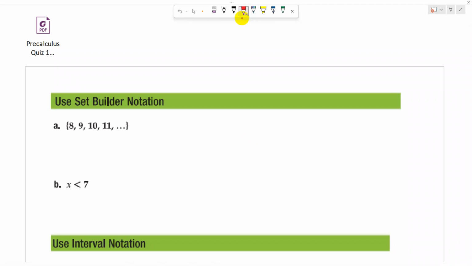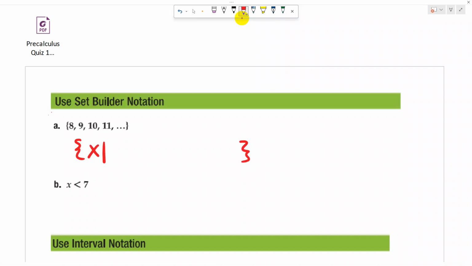The first thing, using set builder notation to rewrite a set. The first question gives us a set 8, 9, 10, 11, and so on, and we need to rewrite it in set builder notation. Okay, your first step is to open your braces, assign any letter for the members of the set, so we can write x, and we will choose x from any of our sets.